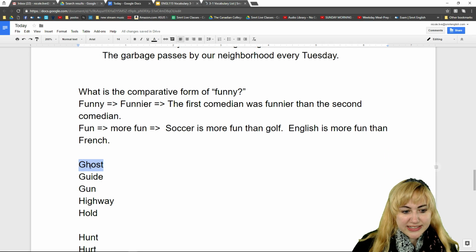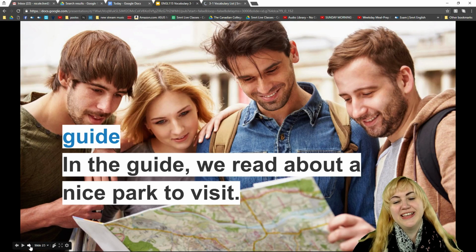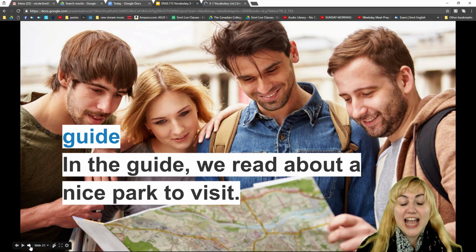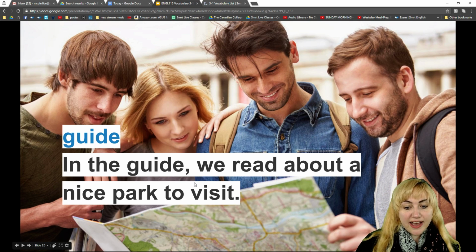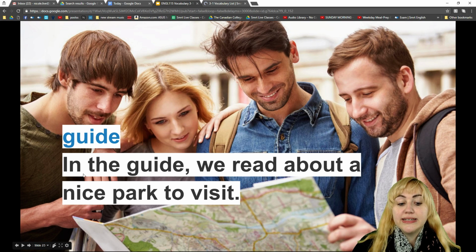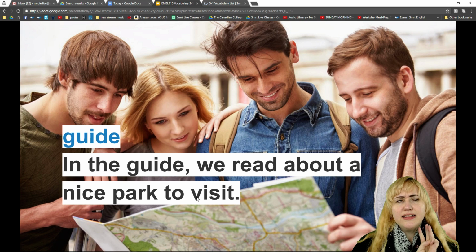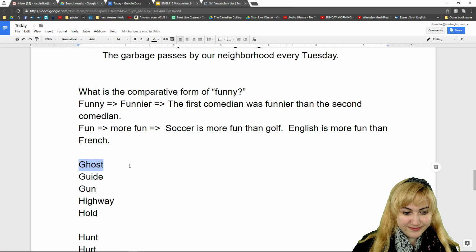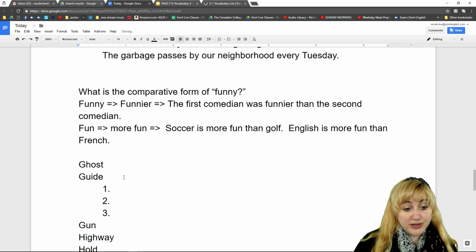So our first word is ghost. Ooh, I don't like that picture. Ugh. Okay. Our next word is guide. So guide has a couple meanings. In this sentence, it says, in the guide, we read about a nice park to visit. Let's talk about 3 meanings for the word guide. So we have 3 different meanings for the word guide.